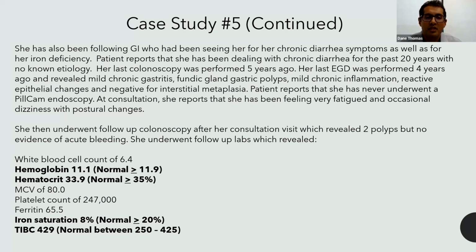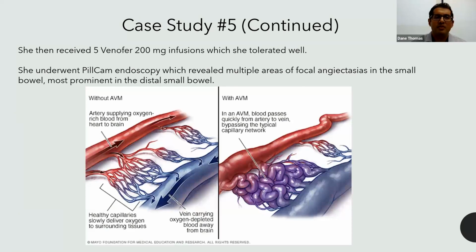She underwent follow-up labs at our office, which revealed continued anemia with a hemoglobin of 11.1 and a hematocrit of 33.9. But now her iron saturation is down at 8% and she has an elevated TIBC of 429. She then received 5 Venofer 200 milligram infusions, which she tolerated very well without any issues. She then followed with her GI physician and underwent a pill endoscopy, which revealed multiple areas of focal angiectasias in the small bowel, most prominent in the distal small bowel.